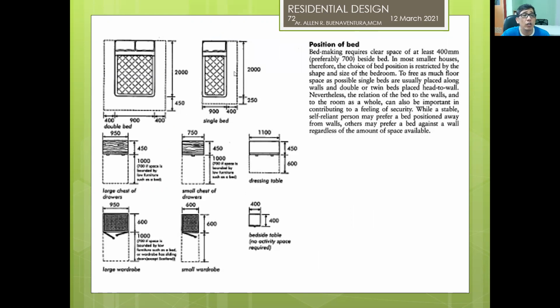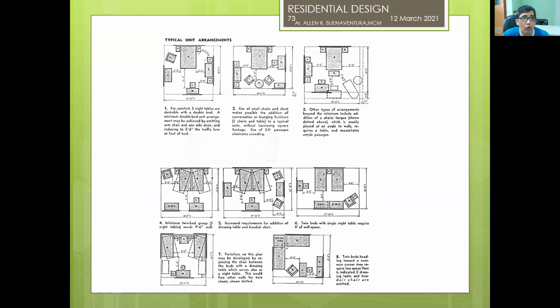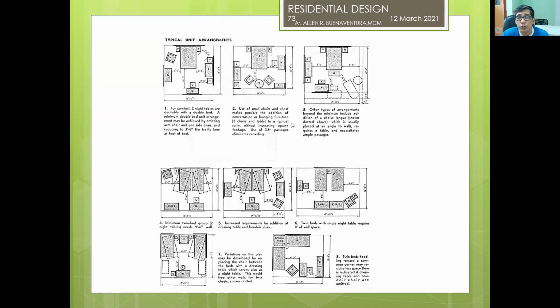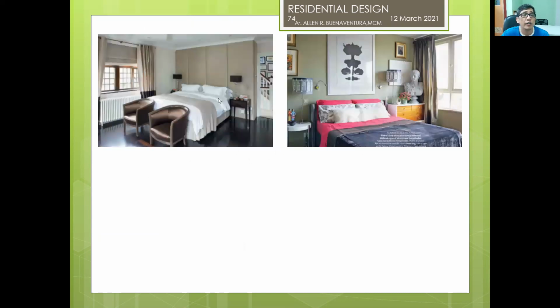So, position of the bed: usually the bed is always positioned on a blank wall. It's rare to have the head of the bed on top of a window. So it's always a blank wall. These are the typical arrangements of bedrooms. These are all available in the Graphic Standards or Neufert. So these are bedroom arrangements. As you can see, the head of the bed usually doesn't have windows, and this is always a blank wall.